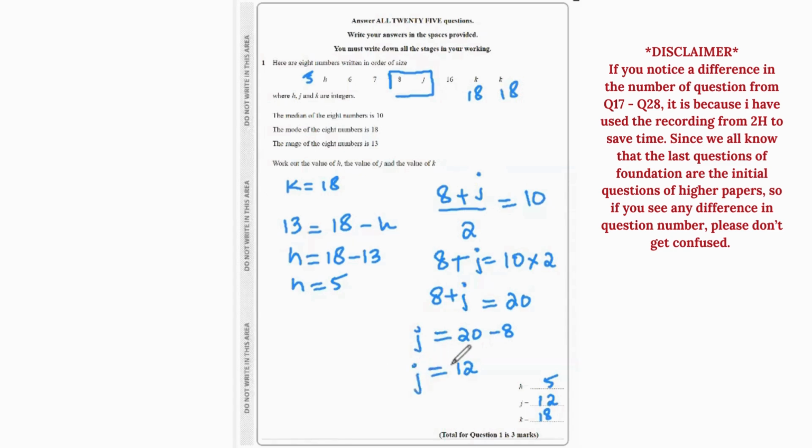So J is 12. Once again, when you have an even number of data values, you can't just pick a number that's right in the middle. So you pick the 2 numbers that come in the middle of the data set, which were 8 and J. Then you find the average of 8 and J because the median value lies right between those 2 values. So hence you found the average of 8 and J, which gives us the value of 12 for J. So H is 5, J is 12, K is 18. These are your answers.